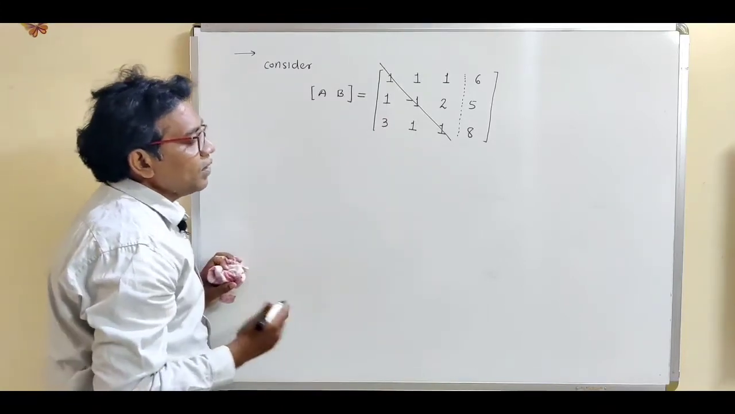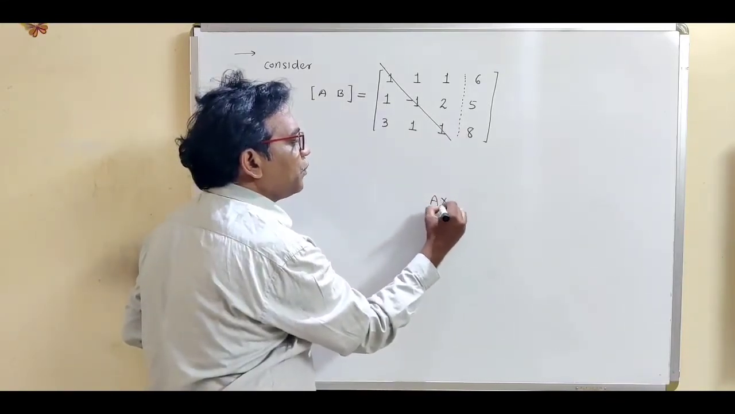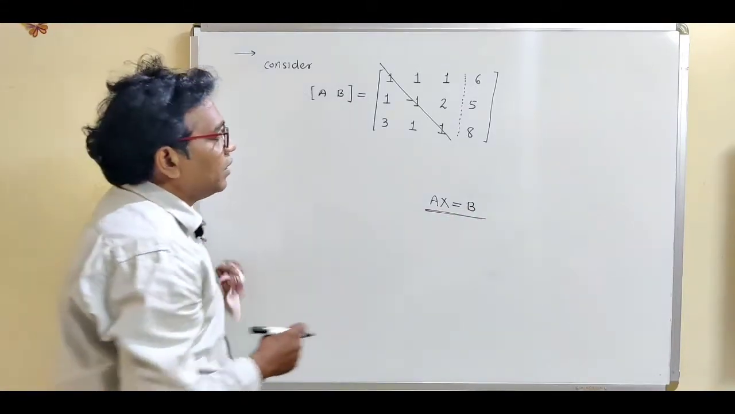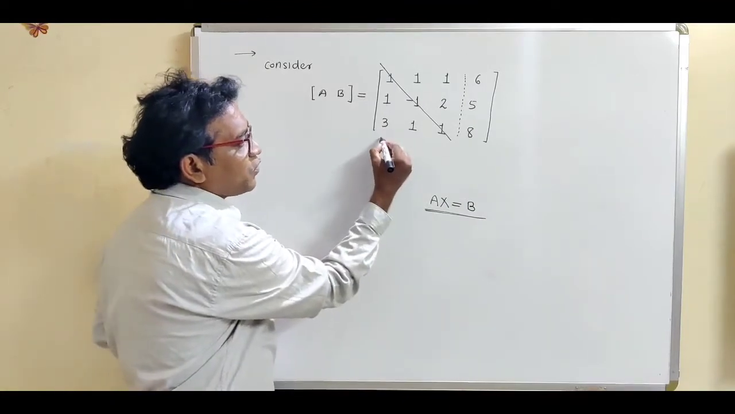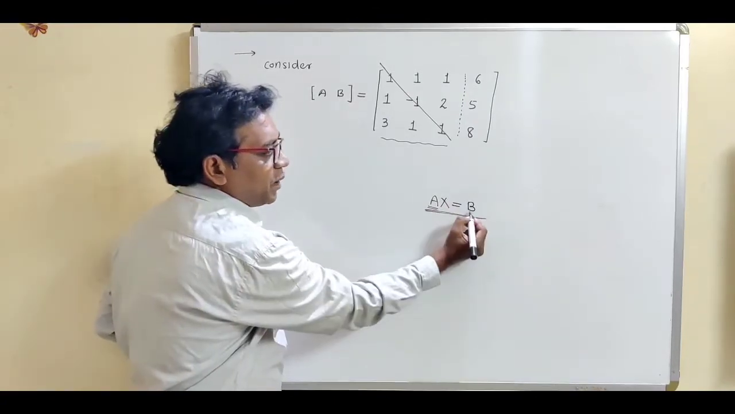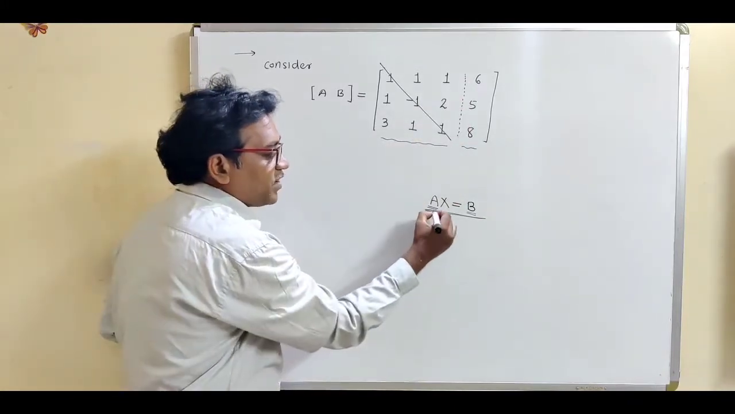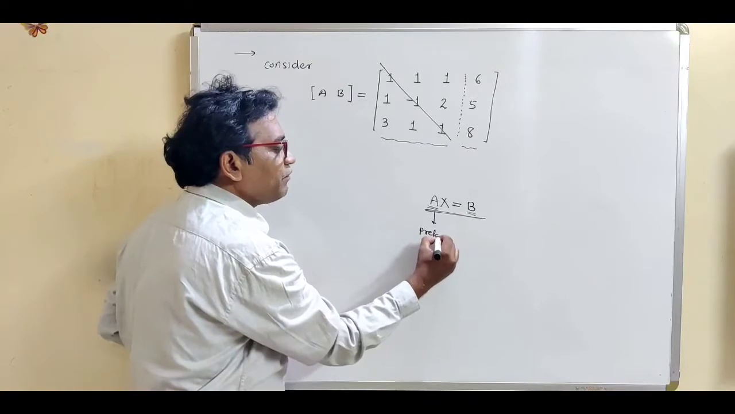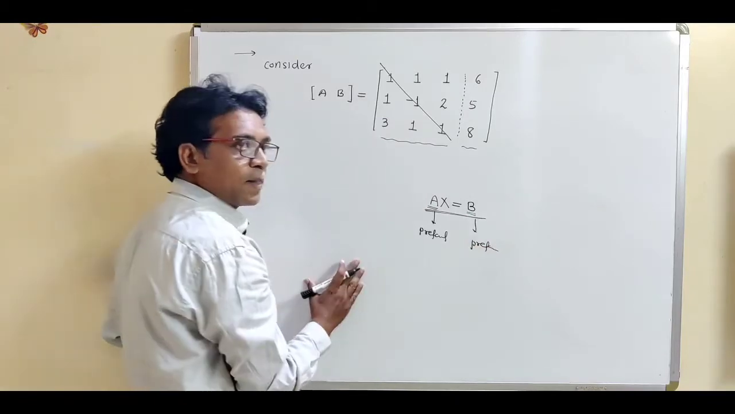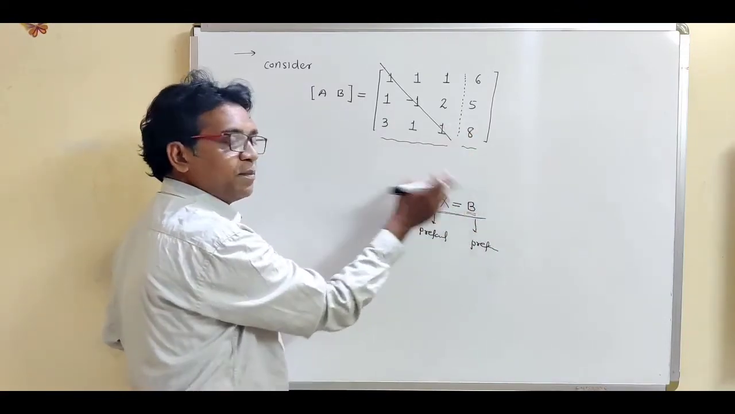Now see, we have seen that every system of linear equations we can put in the matrix notation AX equals B. This is our important concept. What is this A? A is the first matrix, the matrix of coefficients. B is called the matrix of constant terms, which is the last matrix. Now this matrix A is the prefactor, and B is again the prefactor element.